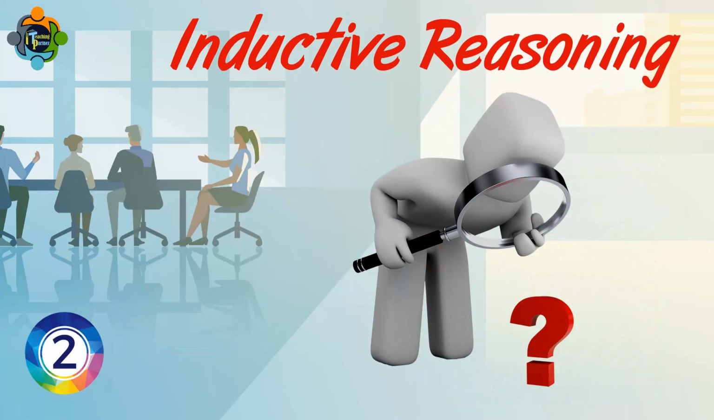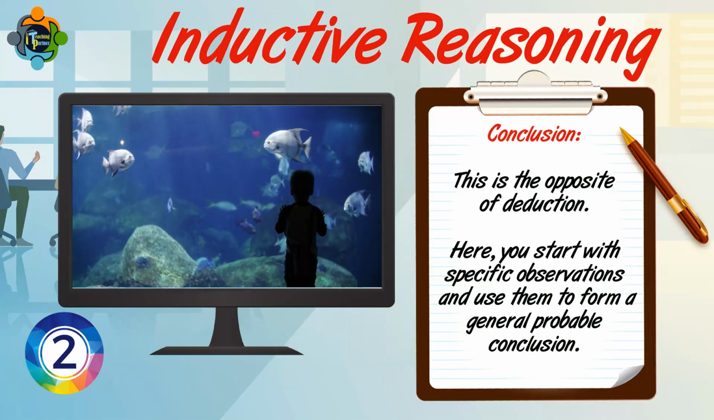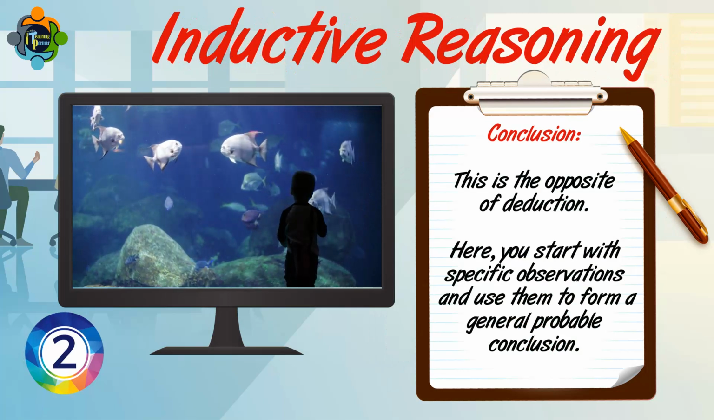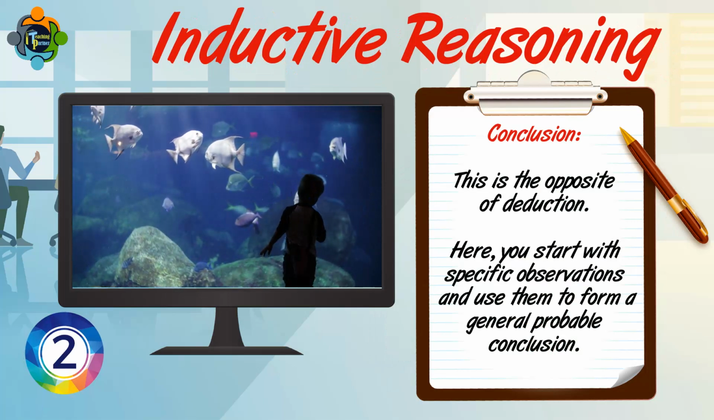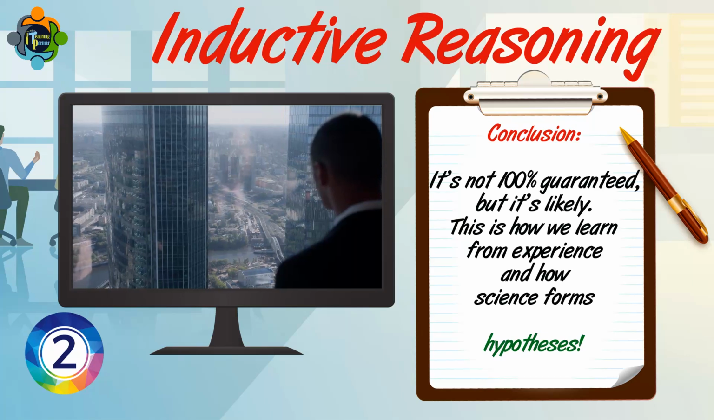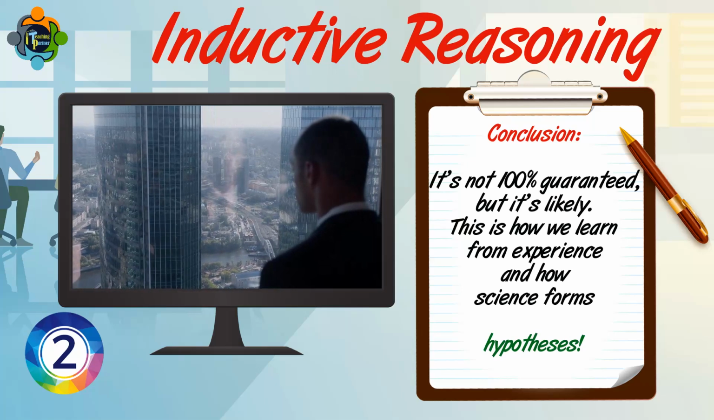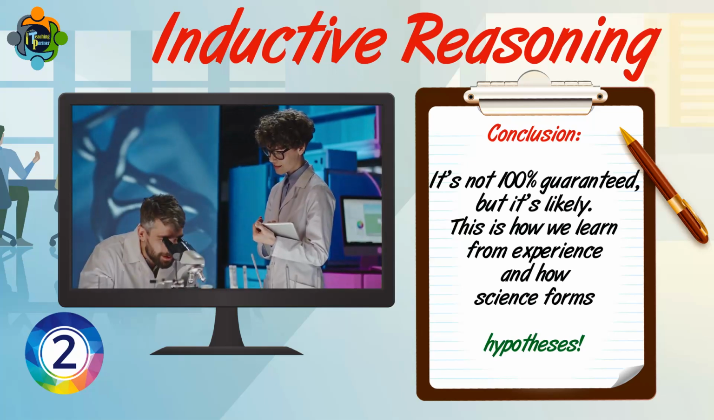Number 2 is inductive reasoning. This is opposite to deduction. Here, you start with specific observations and use them to form a general probable conclusion. It's not 100% guaranteed, but it's likely. This is how we learn from experience and how science forms hypotheses.